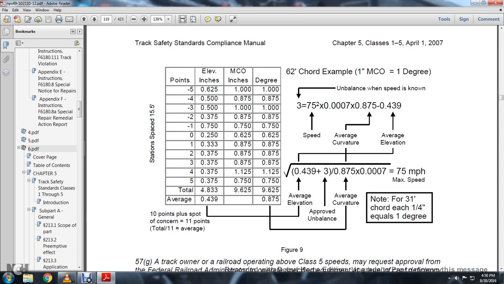Alright, figure 9 is a chart of elevation mid-chord offsets in degrees from points -5 to 5. That means they have a set of 11, or 10, in a common point through the original equations.